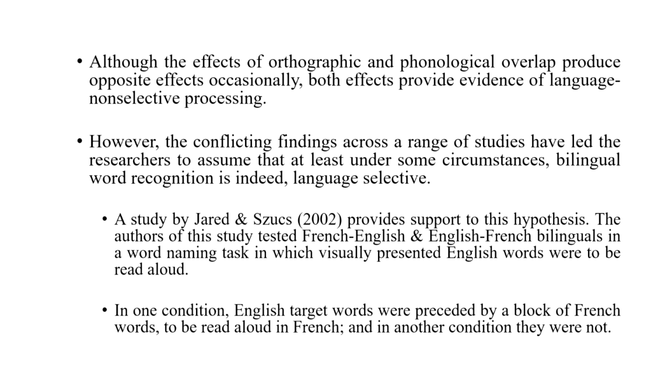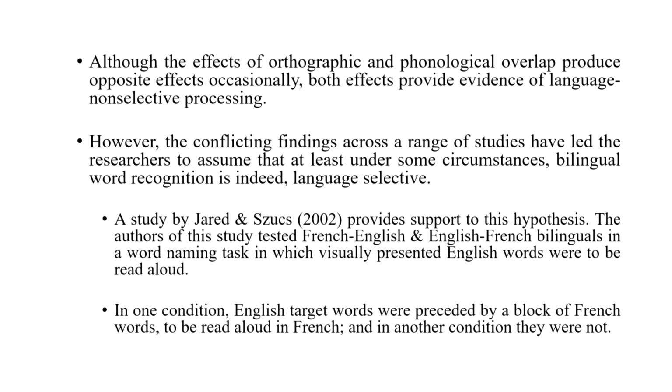Now, although the effects of the orthographic and phonological overlap occasionally produce opposite types of effects, both these effects at least provide evidence of one thing: that for these words there is a certain degree of language non-selective processing happening. People are able to activate both orthographical and phonological forms of bivalent words, which basically exist in both languages. Now, given the slightly conflicting results across a range of studies, people have assumed that at least under some circumstances, bilingual word recognition may operate in a language selective manner. Let's look at some evidence towards this idea.